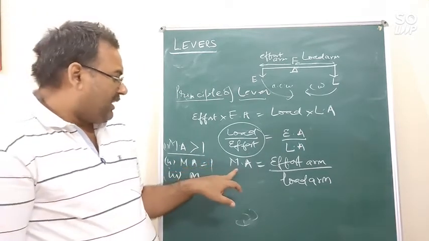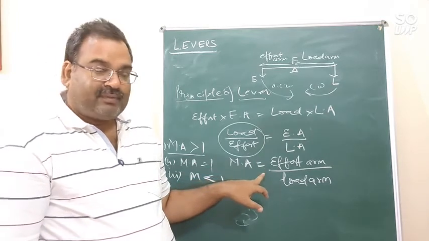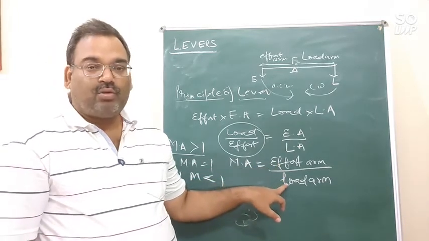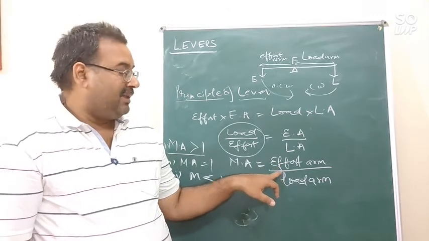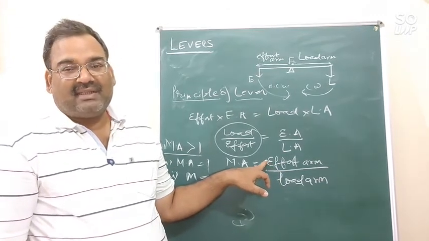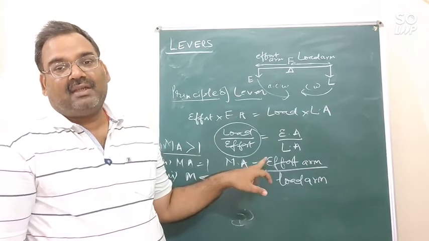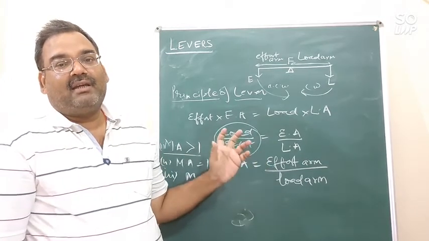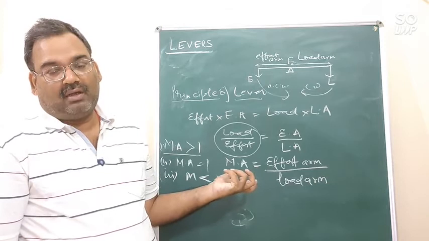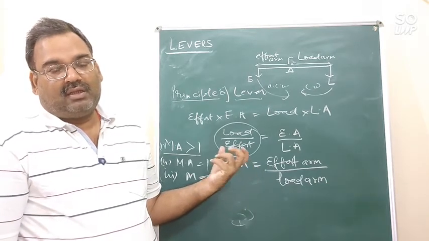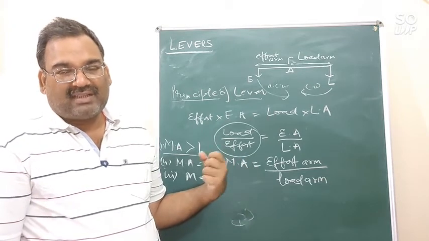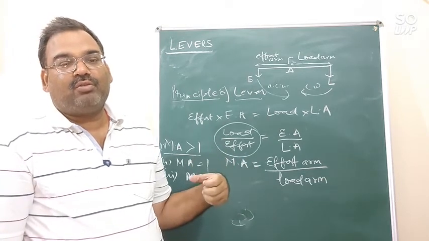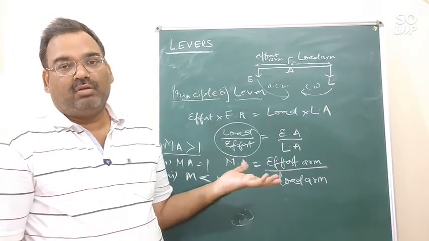So, when can mechanical advantage be greater than 1? If effort arm is greater than load arm, then mechanical advantage is greater than 1. In this case, the lever will behave like a force multiplier. So, a smaller amount of effort will be required to lift a heavy load.